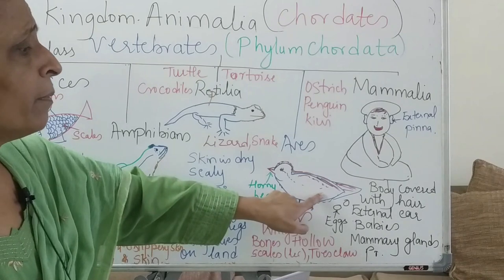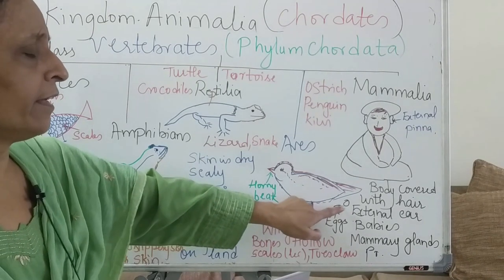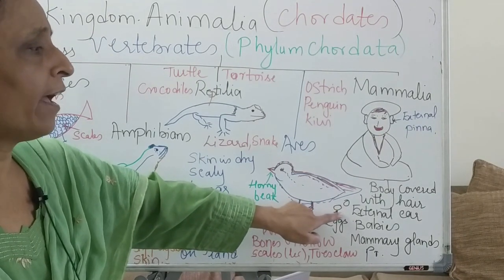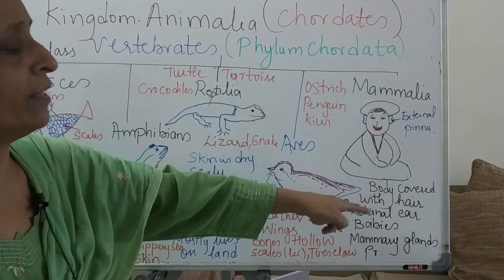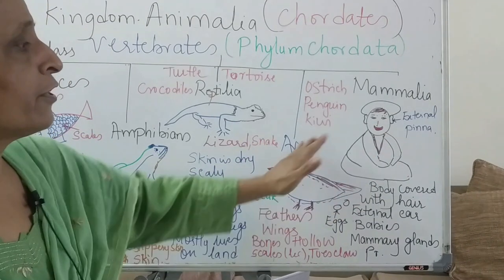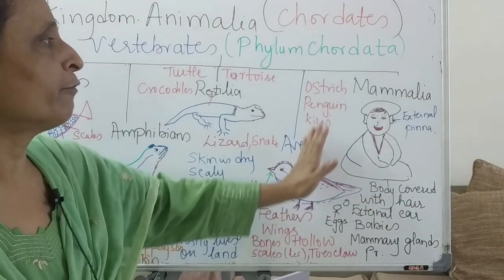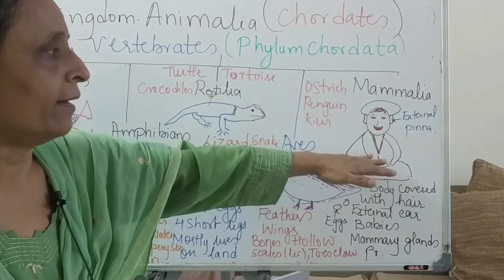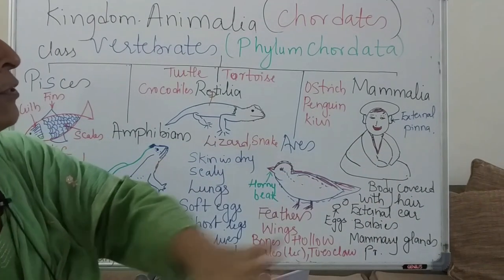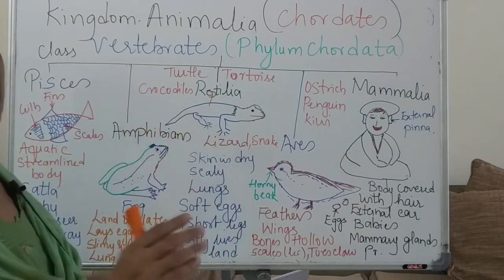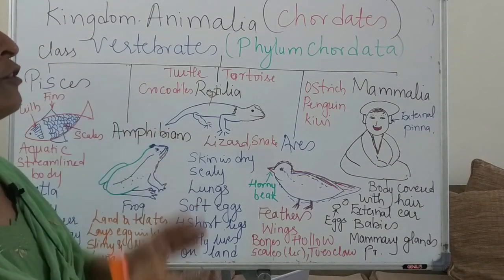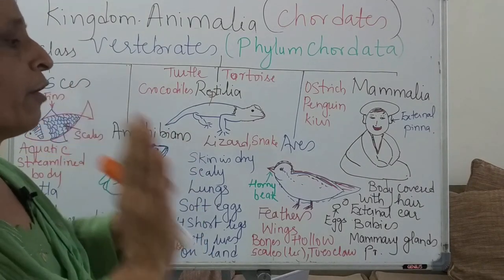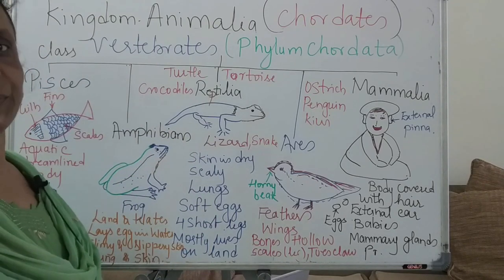So here the birds lay eggs. The young ones come out of the egg. But mammals give birth to young ones directly. So this is the evolution of the character from Aves to Mammalia. So all the animals which you see around, they are mammals. Humans are also mammals. Cat, dog, cow, buffalo, they are all mammals.